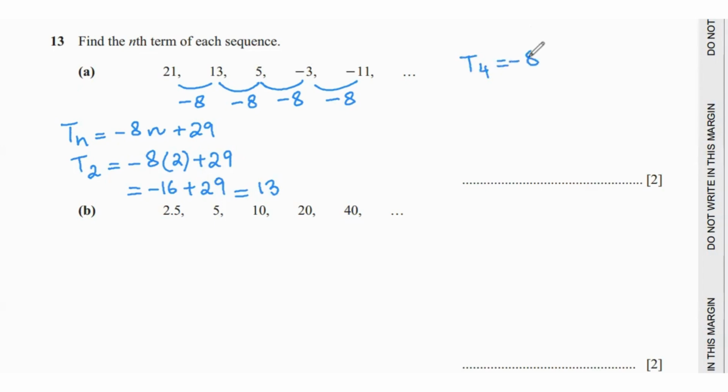Let's check it with another one, if we use the fourth one. So negative 8 times 4 plus 29, that's negative 32. And what does that give us? Negative 3, which is the same as the number in the sequence. Hence, that shows that the nth term is negative 8n plus 29. You can also write that as 29 minus 8n. Either way, it's correct.